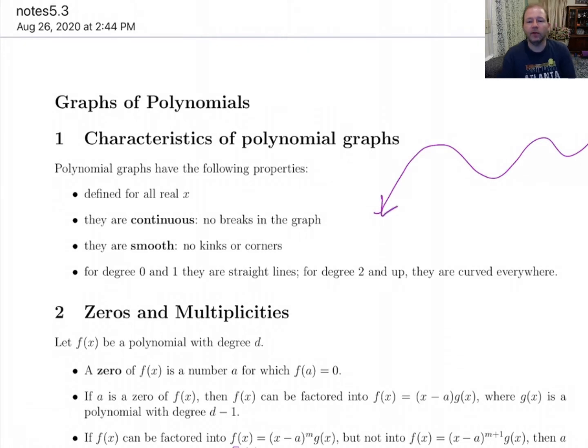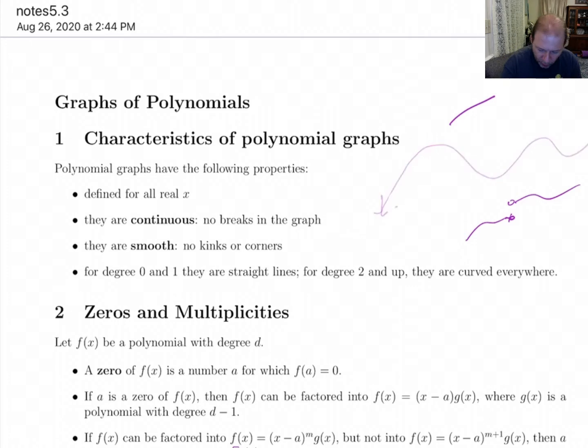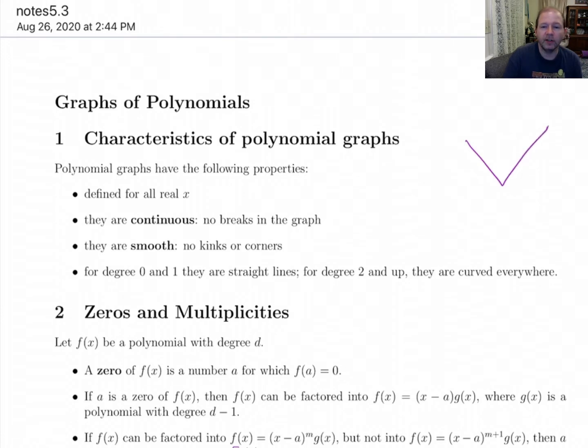You're never going to have any vertical asymptotes. You're not going to have any horizontal asymptotes either. And the continuous part says that you're never going to have a break in the graph like this, where you have the graph and it does something like that. That's not going to happen. They're continuous. They're smooth. Smooth means you don't have any kinks or corners. You know, one of the functions that we know that has a corner on it is the absolute value function. It's got a corner there, but polynomials will never have that.